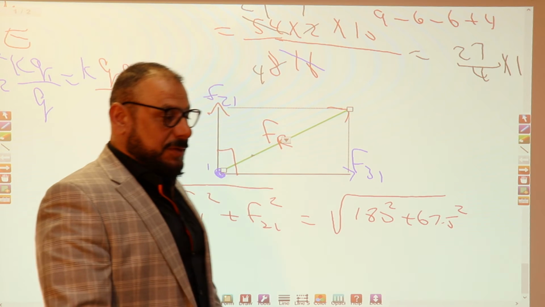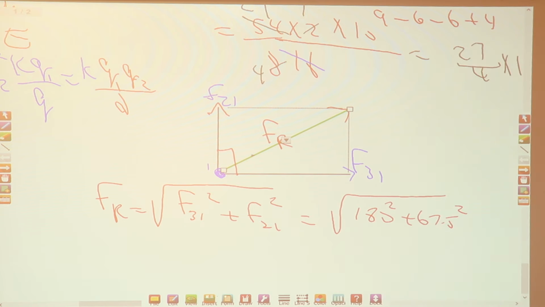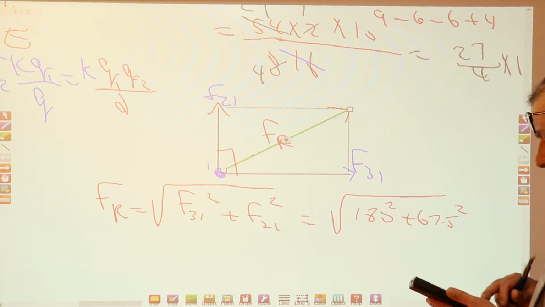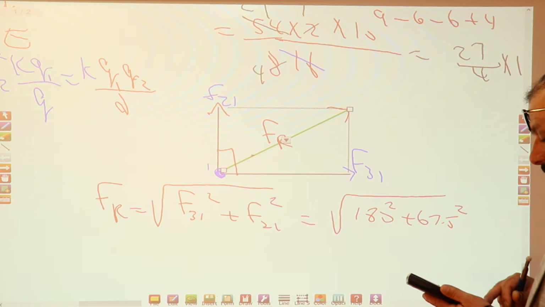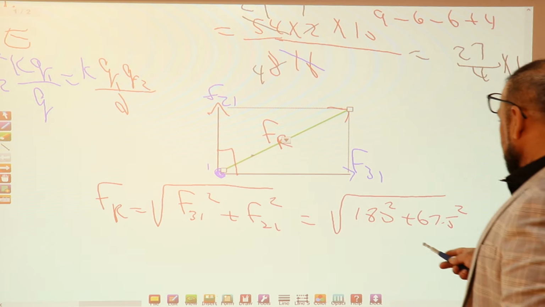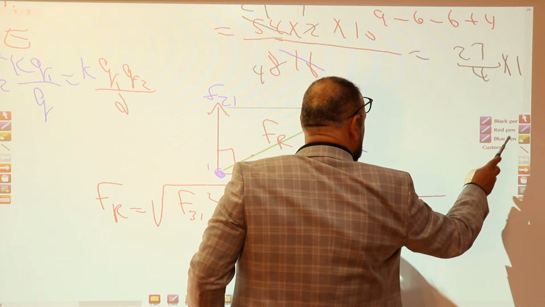Then let us find this and see how much my answer is. Let me just find the answer for this. Okay, 180 squared plus 67.5 squared, then take the square root for the answer. We end up with 192 newtons.